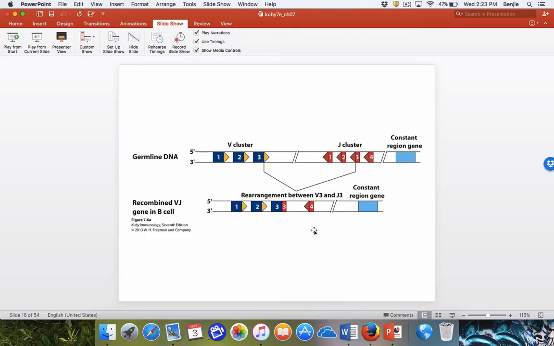So now let's look at this germline cluster that's going on. What we have is the number 3 is going to accidentally come together with the number 3 of the joiner region over here. So these fold over, and because it's a one turn, two turn, the spacer regions are cleaved out, and the 3 variable gene and the 3 joiner gene are recombined together in this next step of this recombined VJ gene inside the B cell.